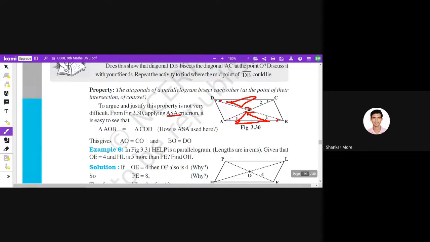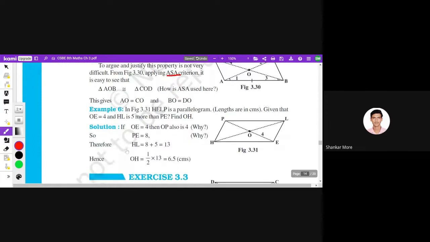Hence, we can say that AO is equal to CO and BO is equal to DO. Okay, so we can solve a question based on this property. So in the figure HELP, that is HELP, is a parallelogram. Lengths are given in centimeters. Given that OE is equal to 4 and HL is equal to 5 more than PE. See, now we have been given the measure of OE as 4 and HL. Where is HL? So this whole length is HL, students. It is 5 more than PE.